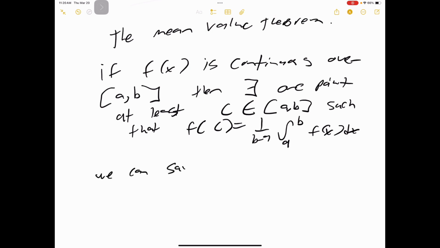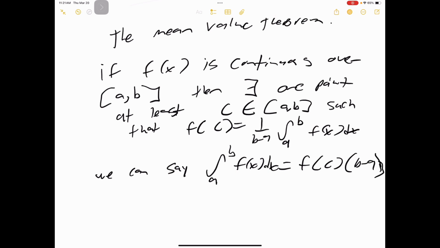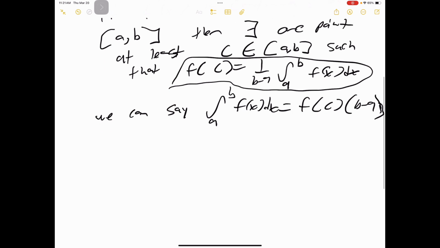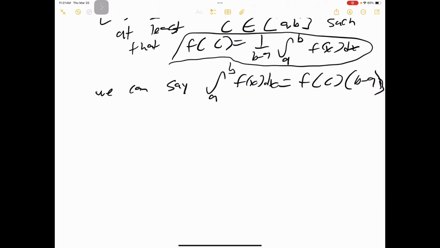We can say the integral from a to b of f of x dx is equal to f of c multiplied by b minus a. Now let's think about what we mean here for a second. We have f of c equals 1 over b minus a multiplied by the integral from a to b of f of x dx. This is a little confusing, so let's think about this in terms of summations. What is the average value?